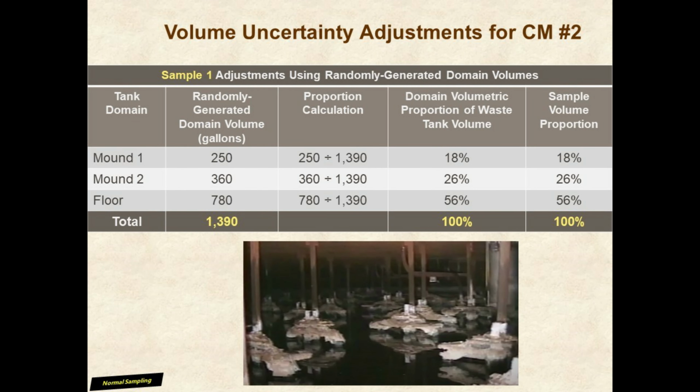Next, SRS makes adjustments to the domain volumetric proportions. This table uses the randomly generated volumes from the last slide to calculate adjusted Sample 1 domain proportions based on the total domain volume. Each of the 3 domain volumes is divided by the total volume of 1,390 gallons. This obtains the proportion applied to each domain. This process is repeated for the remaining ISM samples 2 and 3.